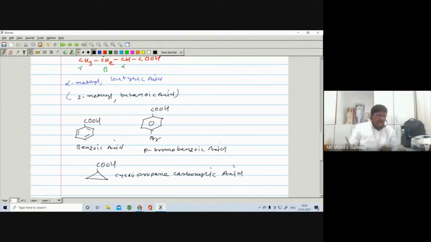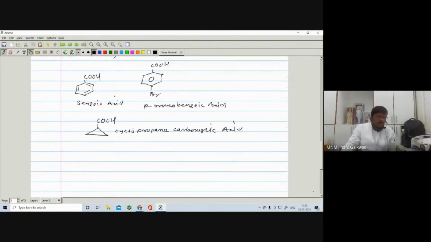Then the IUPAC name of some other compounds which contain other functional groups. For example, here is CH3, here is CH2, C double bond O, and here is CH2 and COOH. Carbon number 1, carbon number 2, carbon number 3. So 3-keto, at 3 there is a keto group. Here is 3, then 4, and then 5. Pentane, 3-keto.